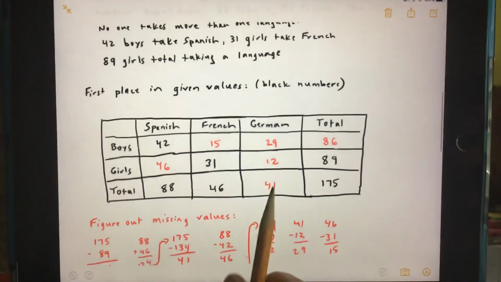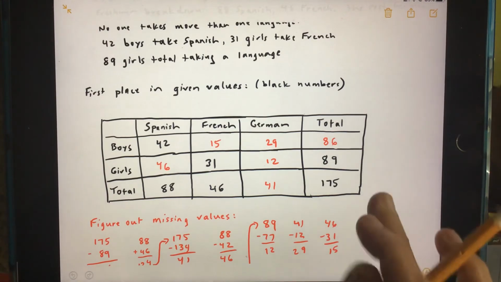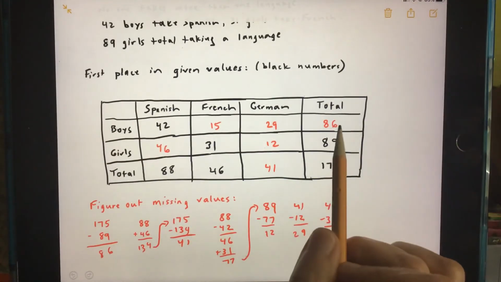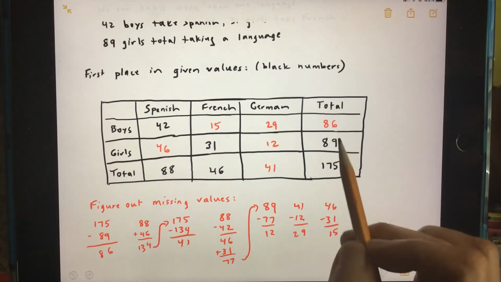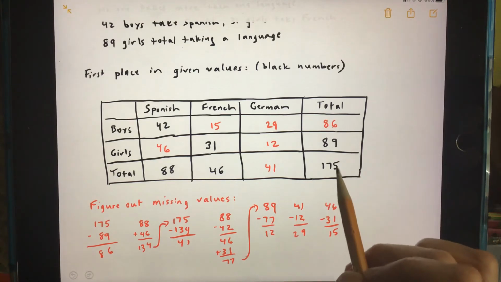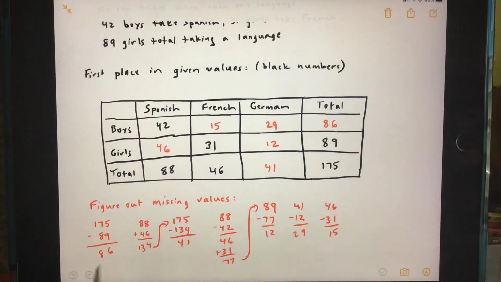All right, I already figured out that this is 41, so I'm working from my knowns to my unknowns. I can figure out next that this has to be 86 because these two have to add together to make 175. So 175 minus 89 will give us 86. That's what I'm doing here.